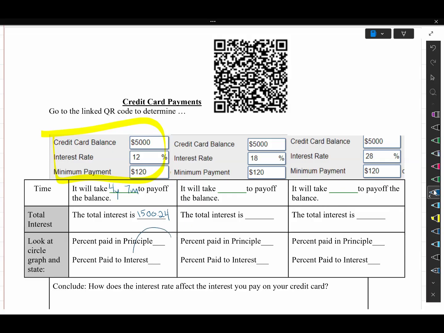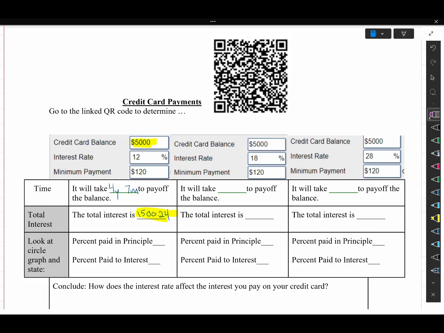Now, these two pieces, you should be able to calculate, right? So I'm looking for you to calculate the percentage that's paid. So in total, what would be paid? Well, you'd have to pay this $5,000 to pay back the credit card balance. And then you'd also need to pay $1,500 across these 4 years, 7 months. You'd have to pay this amount in total, $5,000 plus $1,500.24 in order to pay off the loan, right?